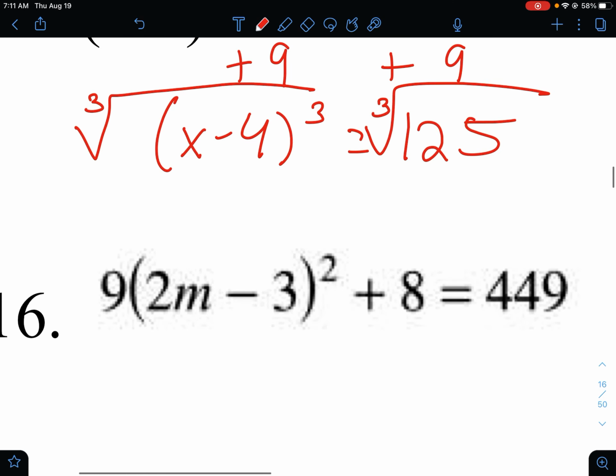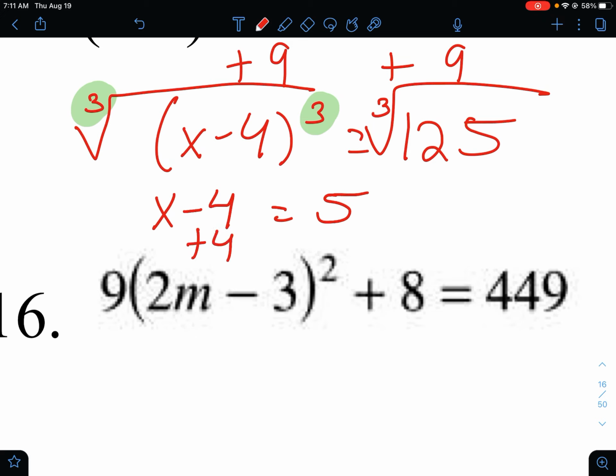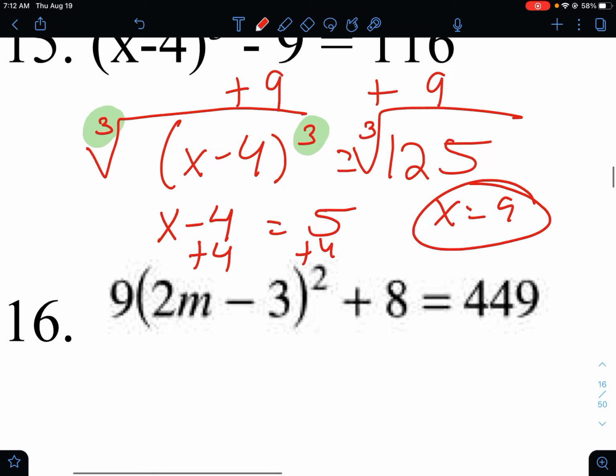So I would do x minus 4 equals 5. So again, this cube went away because I cube rooted. Those cancel each other out. And then the cube root of 125 is 5. So then to finish solving, I would just add 4 to both sides, and I get x is 9.